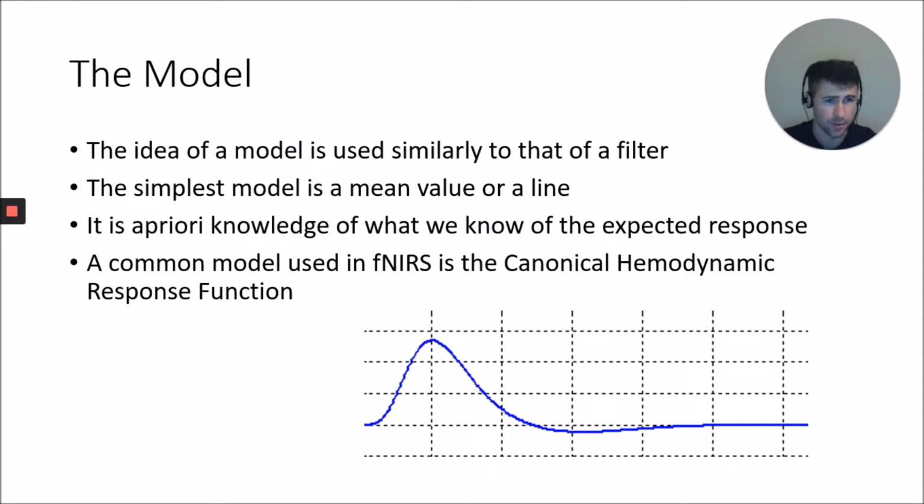Another slightly more complex version would be a line. You can model your data just using a line. You can say, oh, the slope is up, oh, the slope is down over this time period. Again, it gives a little bit more information than the mean, but not much more.